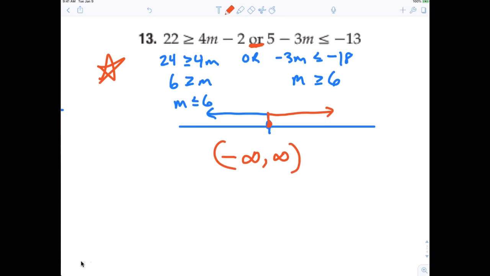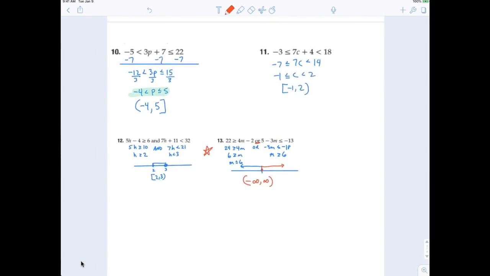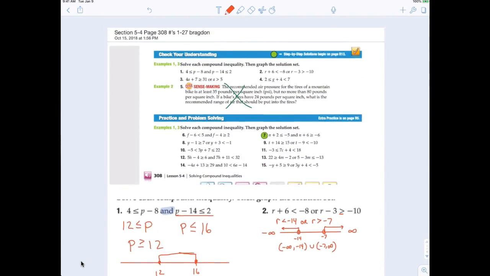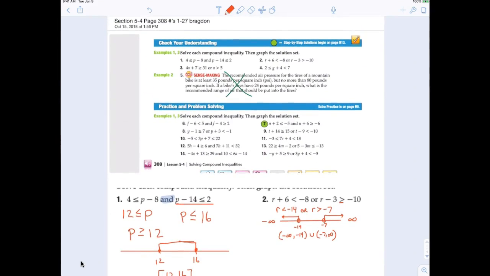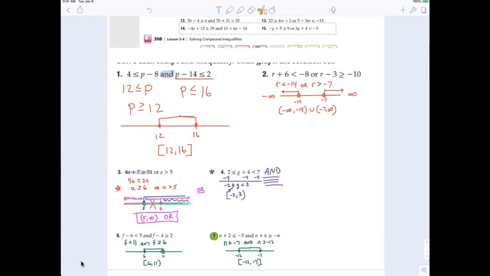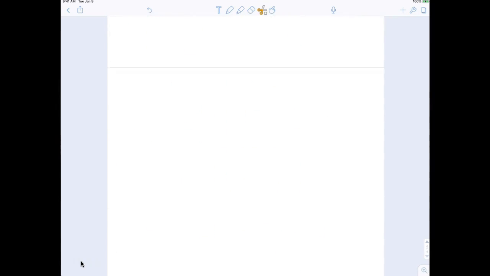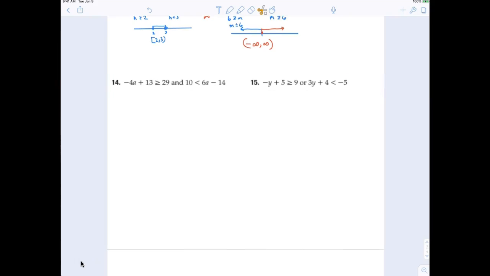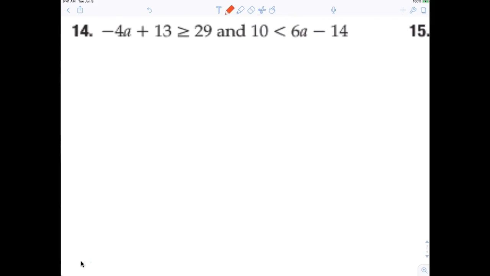That's very hard. Very difficult. All right, I want to continue on because I think some of them might be a little bit trickier. So here we go. I'm going to grab 14 and 15. All right, let's see if this is any harder. Okay, so the first thing I need to do for number 14 is?